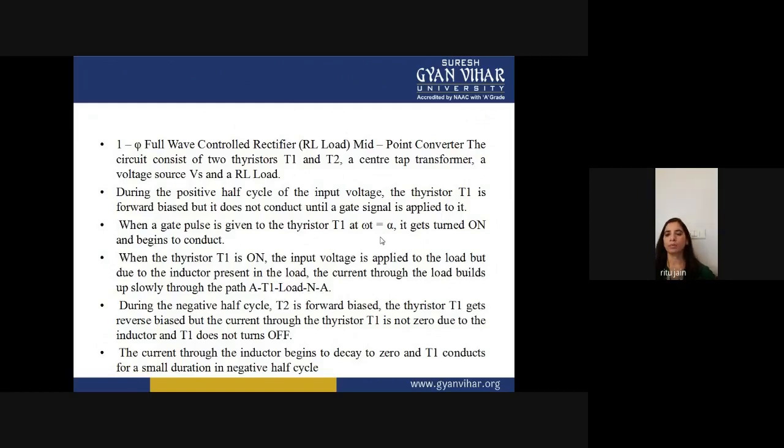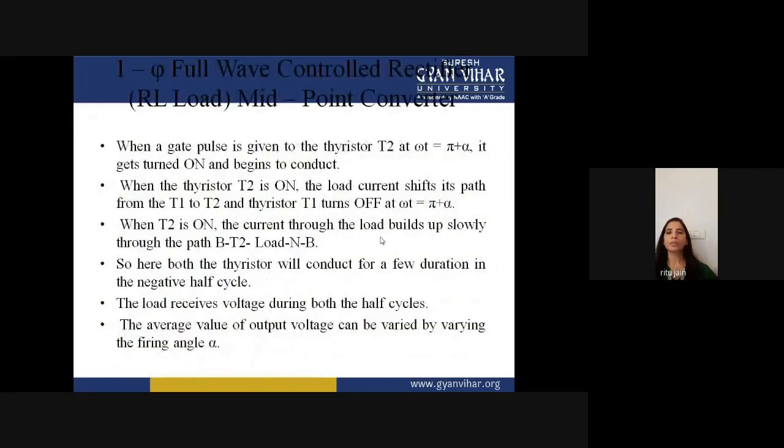When a gate pulse is given to the thyristor T2 at omega t equal to pi plus alpha, it starts to conduct and gets turned on. When T2 is turned on, the load current shifts its path from T1 to T2, and T1 gets turned off at pi plus alpha. The current through the load builds up slowly and flows through the path B, T2, load and B.